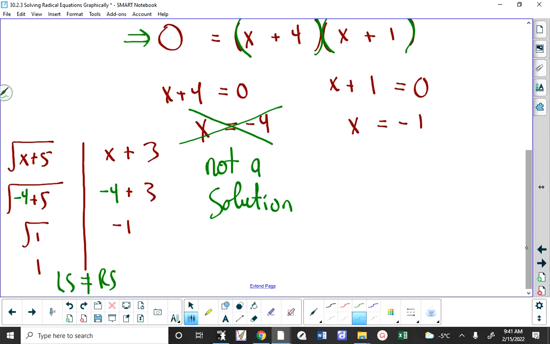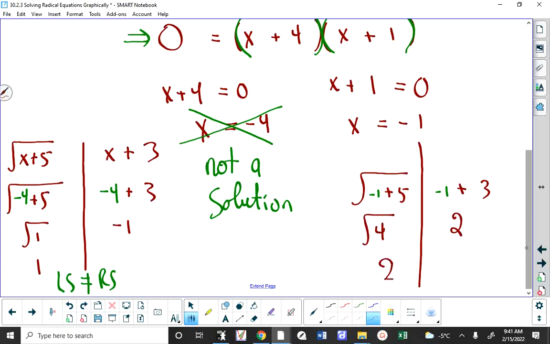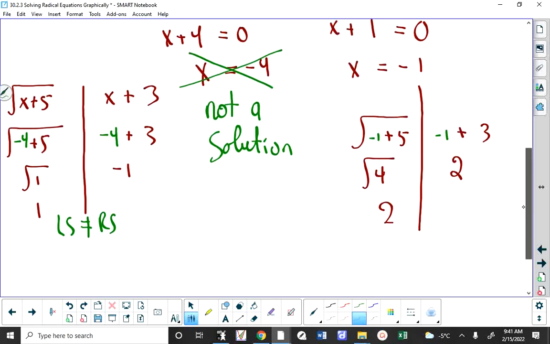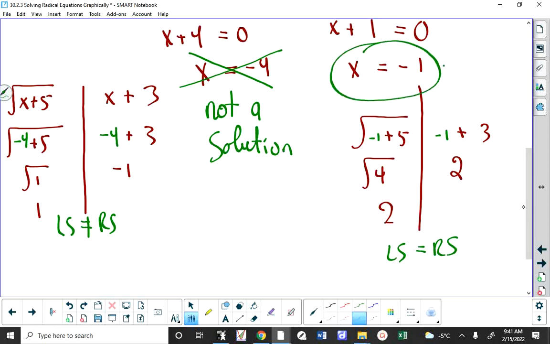If we do the same thing with negative 1, I'm not going to rewrite the equation. We will have the square root of negative 1 plus 5. We will have negative 1 plus 3. I end up with root 4 on the left. I end up with 2 on the right. So 2 equals 2. And I can say in this case, the left side is equal to the right side. So I can verify that that's a solution.